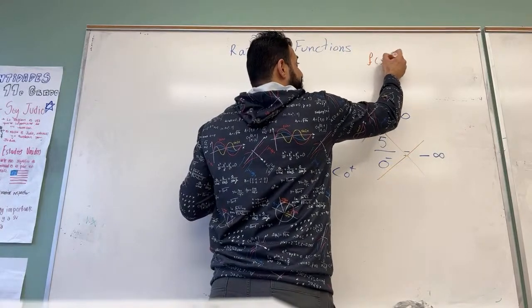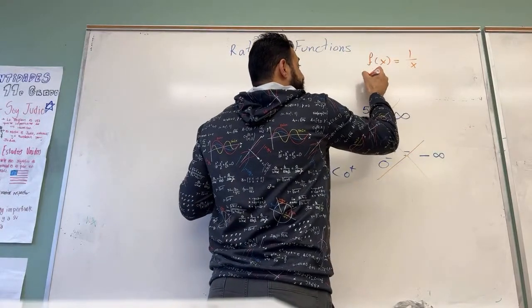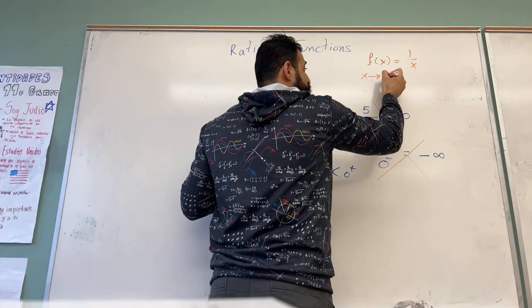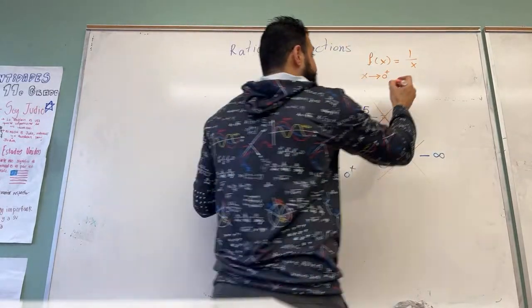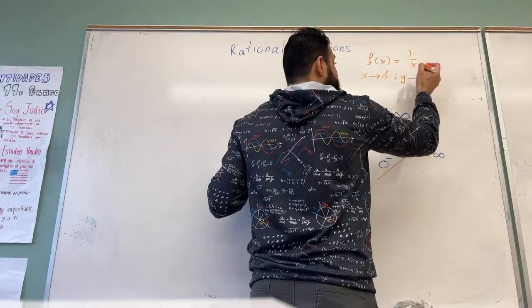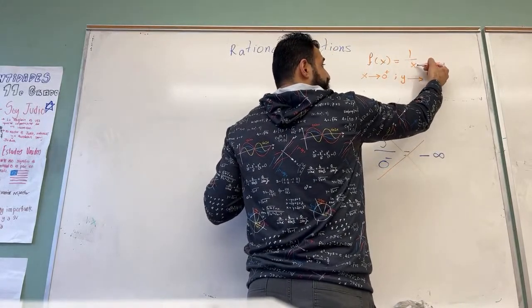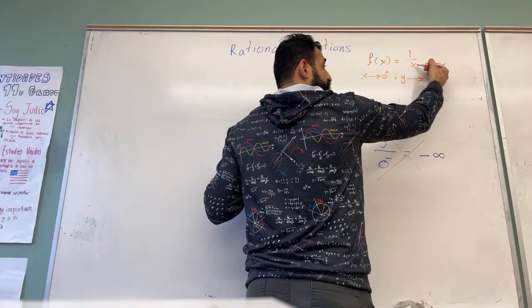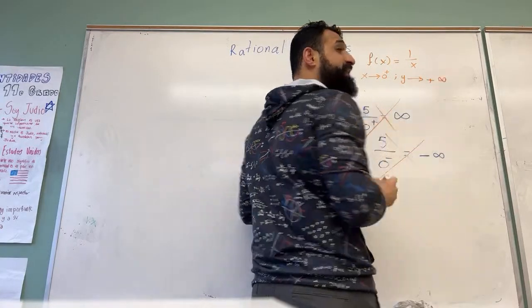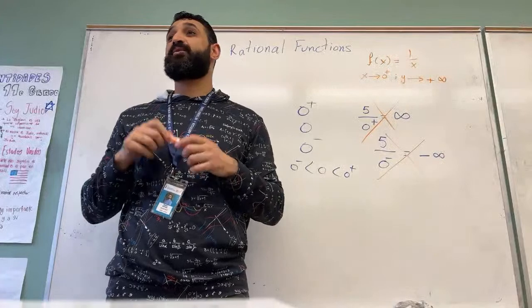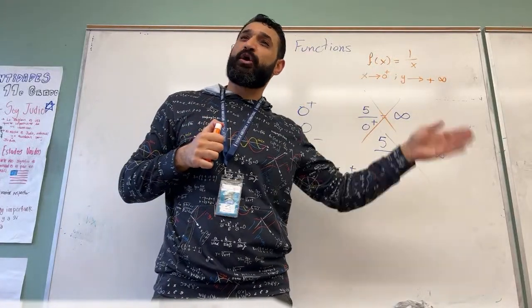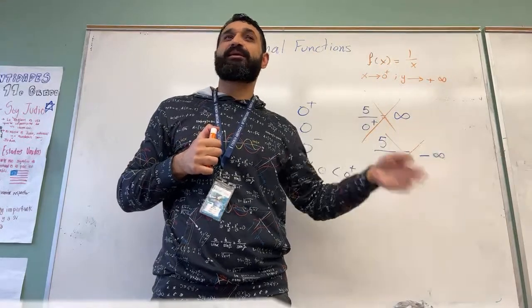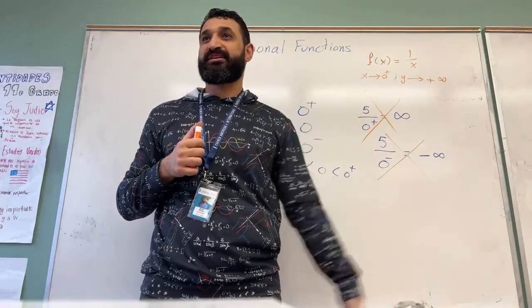Let's say f(x) equals 1 over x. If x approaches 0 positive, that means from up, y approaches 1 divided by 0 positive, positive infinity. We cannot say y equals positive infinity. We say y approaches, which means getting closer and closer and closer, but will never reach positive infinity.